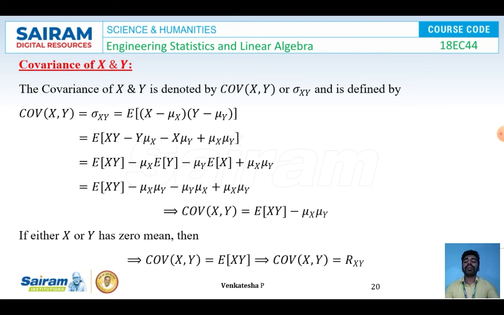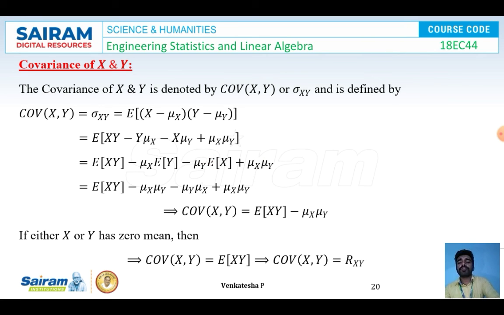Covariance of x and y. The covariance of x and y is denoted by the notation Cov(x, y) or sigma xy, and it is defined by Cov(x,y) equal to sigma xy equal to expectation of (x minus mu x)(y minus mu y). On expanding this equation, I got expectation of xy minus y mu x minus x mu y plus mu x mu y. By using the properties of expectation, I got expectation of xy minus mu x into expectation of y minus mu y into expectation of x plus mu x mu y.